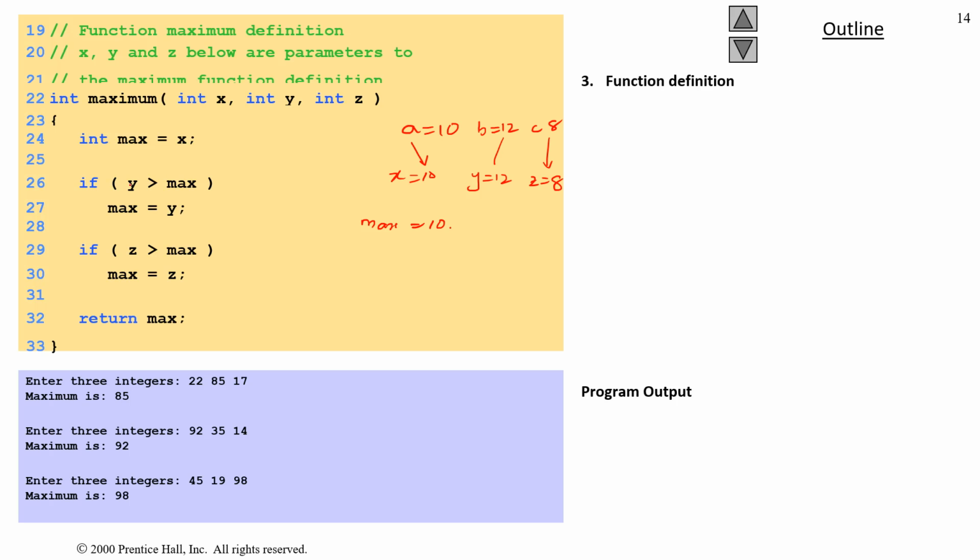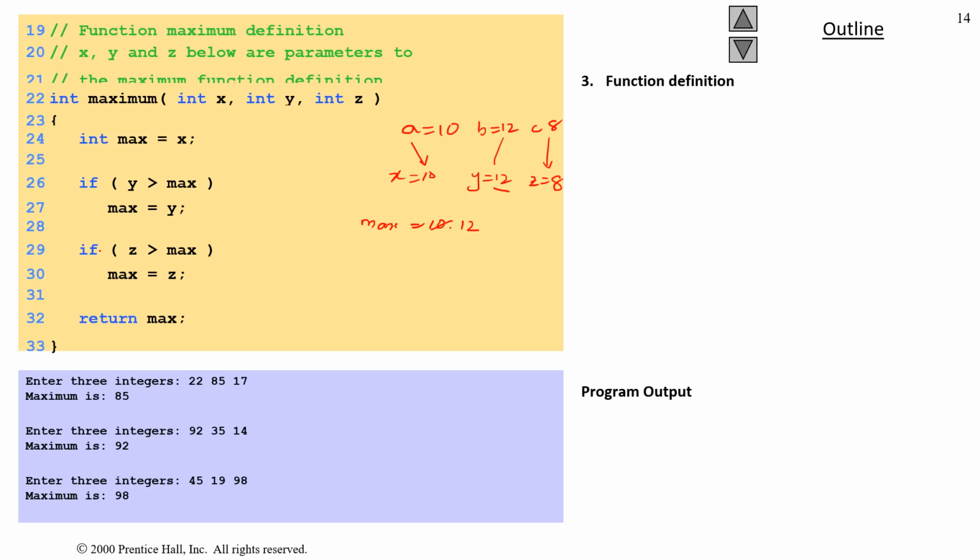check if y is greater than max. So this is y. Y means 12 is greater than 10. Yes, it is greater than 10. So the max is now updated and is equal to y. So instead of this, we have max now equal to y, and y is 12.